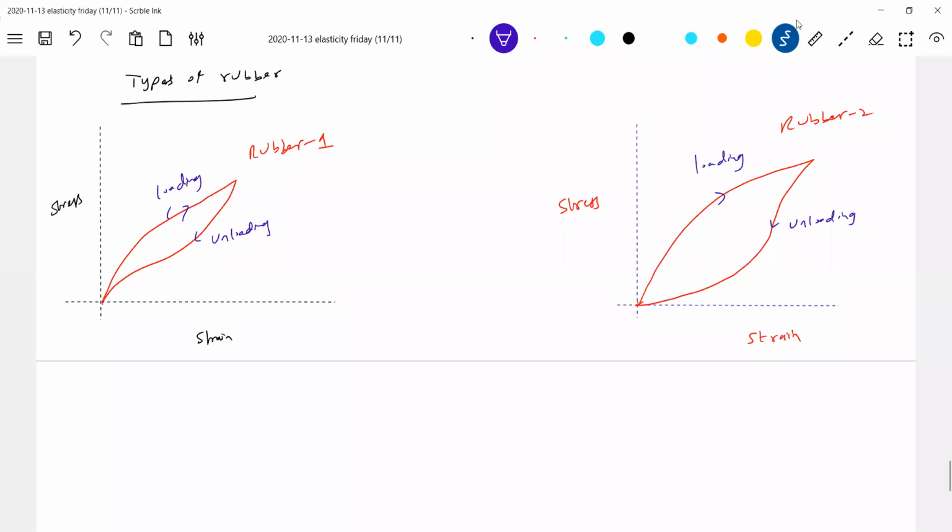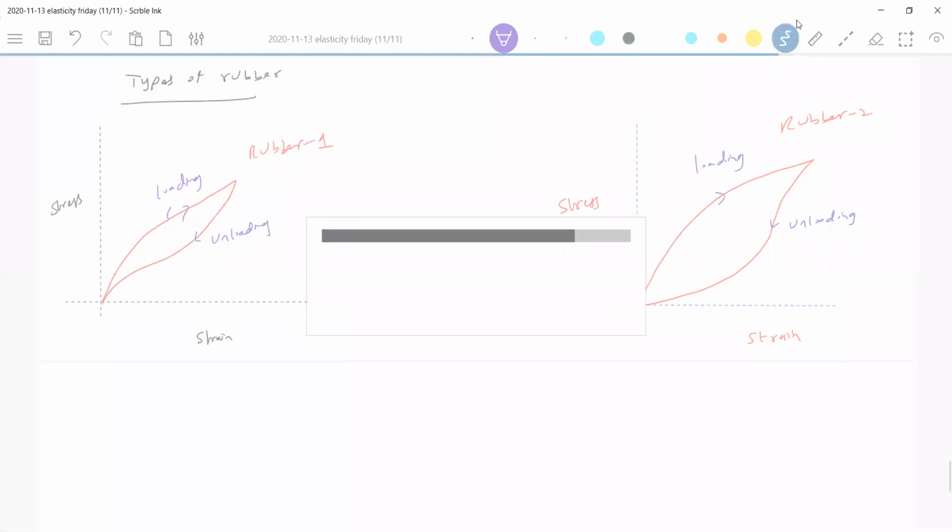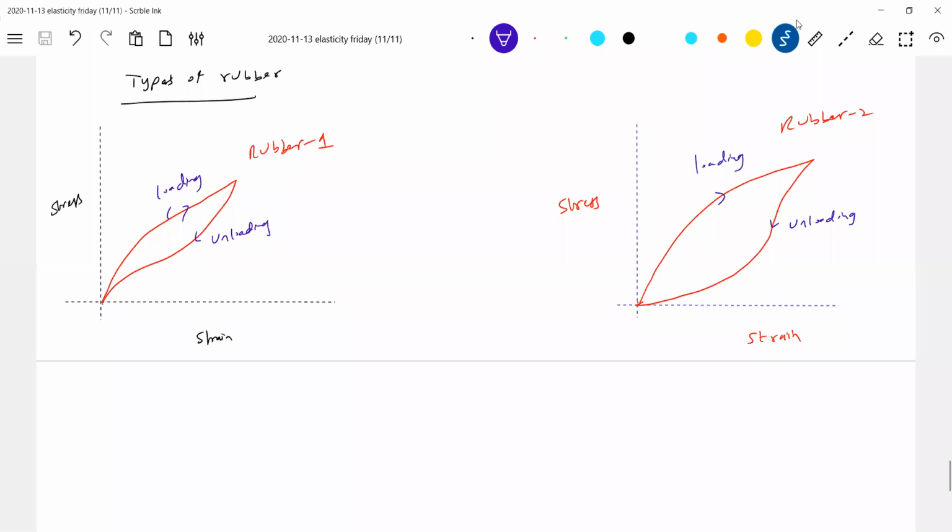So what is elasticity? When you apply deforming force, the body will undergo deformation. When you remove the deforming force, the body will retain its original shape. Here you look, the strain is 0. Fine, good. But what happened with the rubber? It will not retrace the path. You deform a body, it will undergo deformation. Then when you decrease stress, what do you expect? The body should come back like this, but it will not retrace the path here.